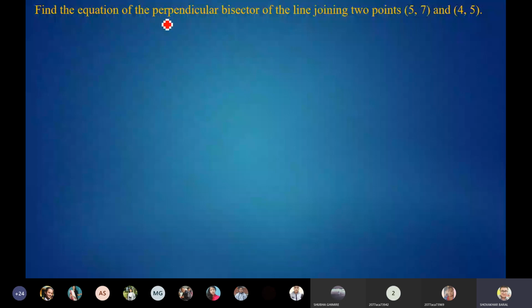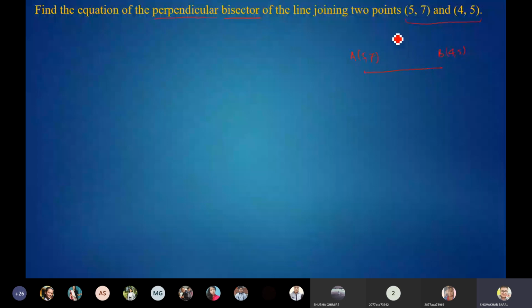Here the question is asking you to find the equation of the straight line. The straight line is the perpendicular bisector. It means it must be perpendicular as well as the bisector. Let us suppose this point is A and B. Don't draw this, I'll display the solution later. This line is A(5, 7), B(4, 5). This is a straight line.